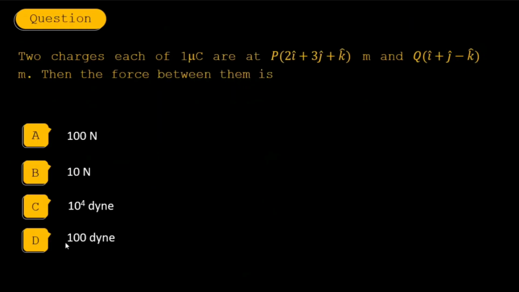Again, new question. So just tell me one thing first. Do you have any idea about these vectors? Like it is given the position of two charges in the space, which is represented by 2 i cap plus 3 j cap plus 4 k cap. Do you have any idea about these positions? No.